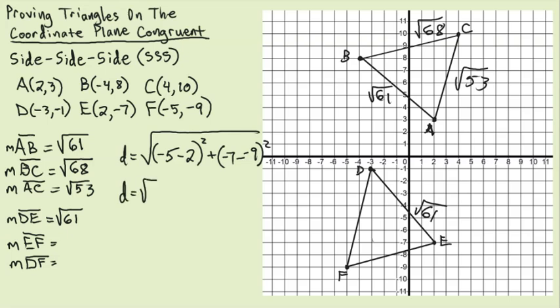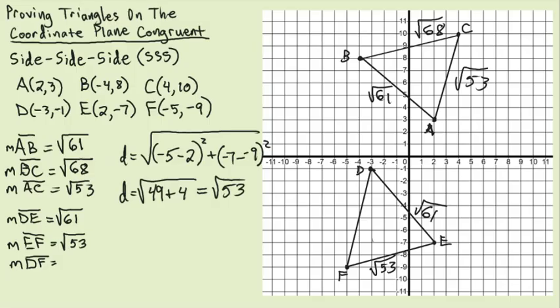So distance is going to be the square root of, let's do that again. So -5 minus 2, that's -7. -7 squared is 49. Plus -7 plus 9 is 2, and 2 squared is 4. So plus 4. So here, 49 plus 4 is 53. So we have the square root of 53. So EF is the square root of 53. And look at that. That's the same thing as AC. AC is the same length as EF, which is the square root of 53.